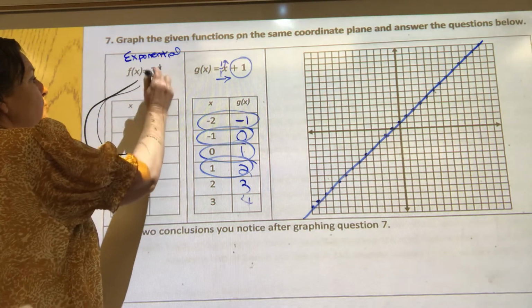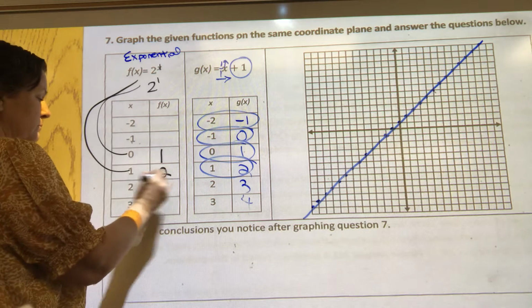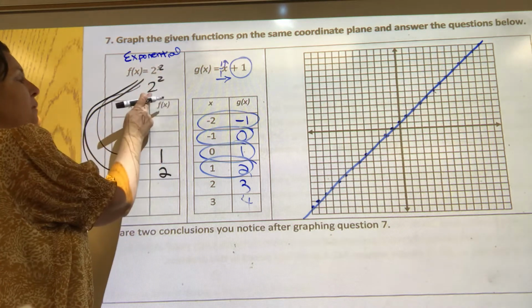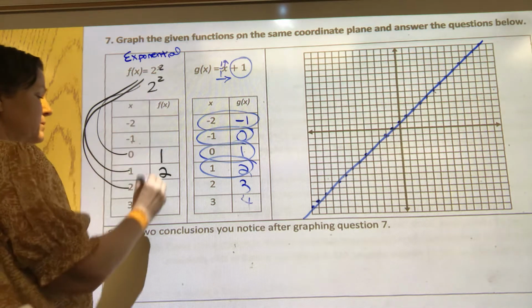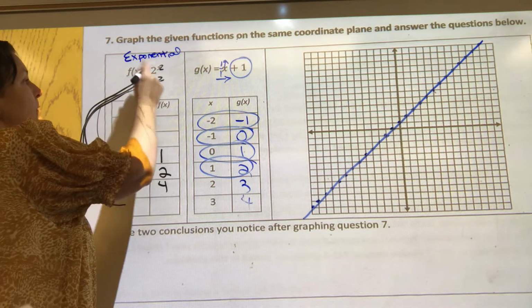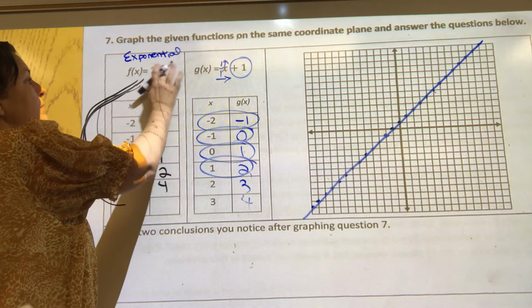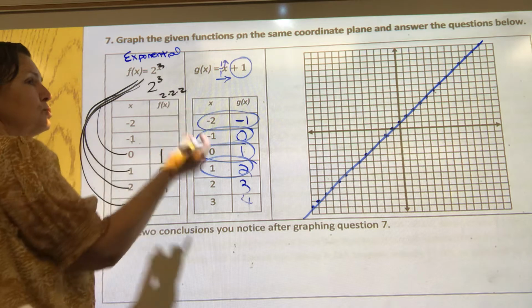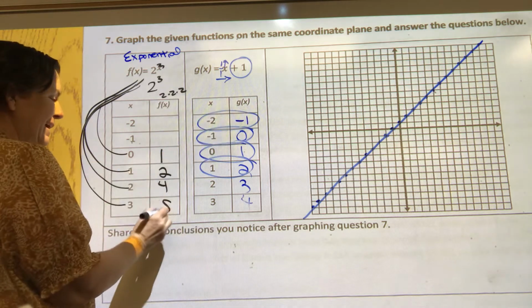Anything to the power of 1 is just that number. Anything to the power of 2, you are multiplying that by itself. So 2 times 2 is 4. 2 to the power of 3 is 2 times 2 times 2. Think about that. 2 times 2 is 4. 4 times 2 is 8.